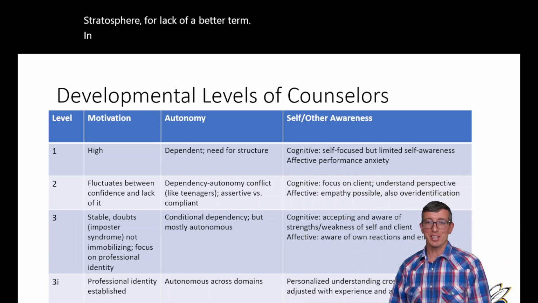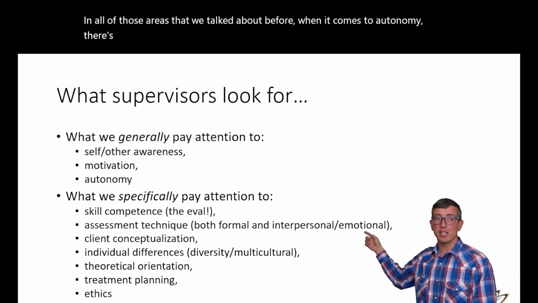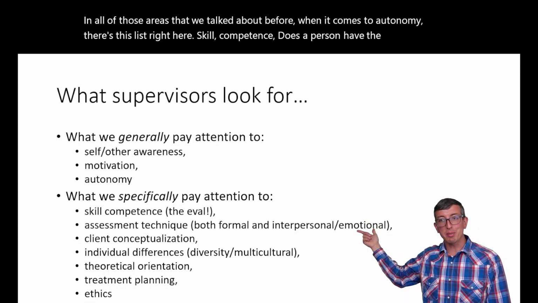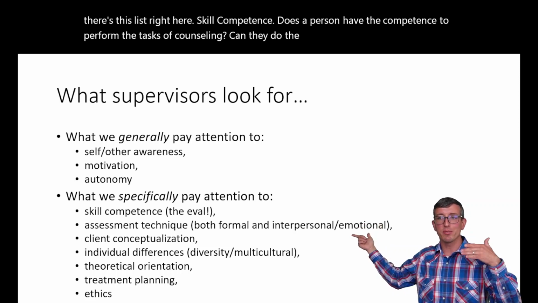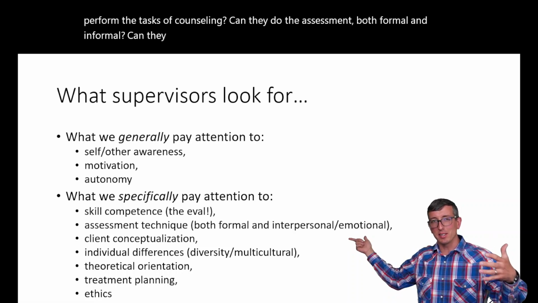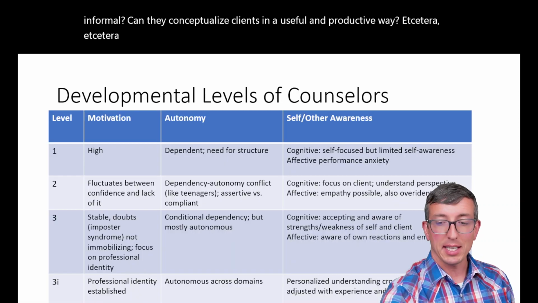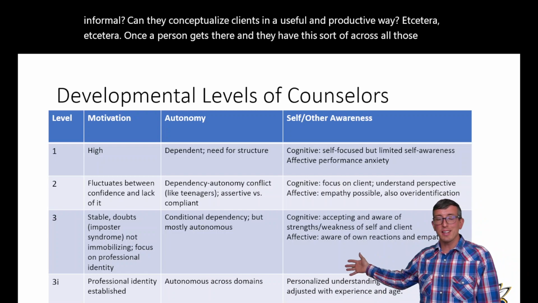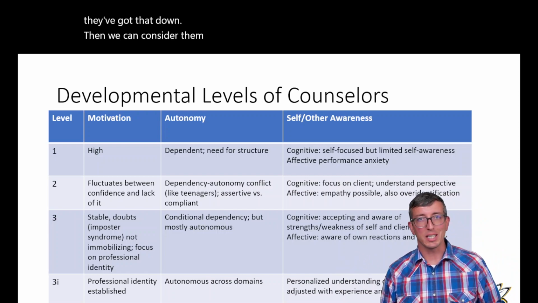In all of those areas that we talked about before, when it comes to autonomy, there's this list right here. Skill competence. Does a person have the competence to perform the tasks of counseling? Can they do the assessment, both formal and informal? Can they conceptualize clients in a useful and productive way, et cetera? Once a person gets there and they have this across all those domains, they've got that down, then we can consider them autonomous, like fully autonomous.